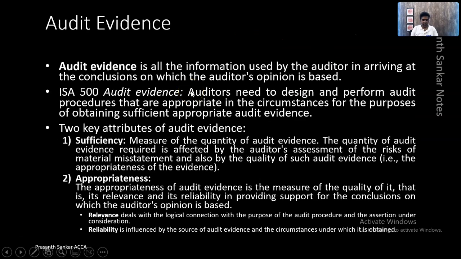So next, let us understand audit evidence. What is audit evidence? Audit evidence is the information that is used by the auditor to arrive at his opinion. As I said, the objective of the auditor is to give an opinion, and his opinion is framed based on the evidence he collects. So the auditor needs to establish a process where he designs and performs certain audit procedures to collect sufficient and appropriate audit evidence.